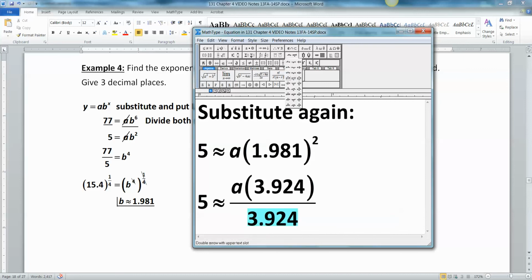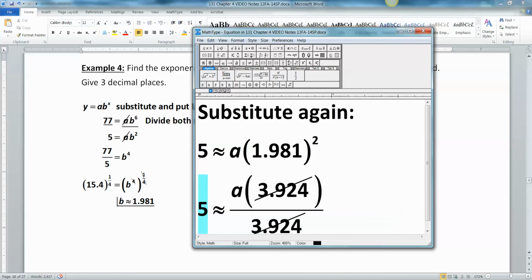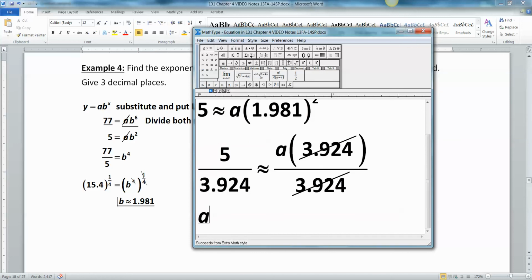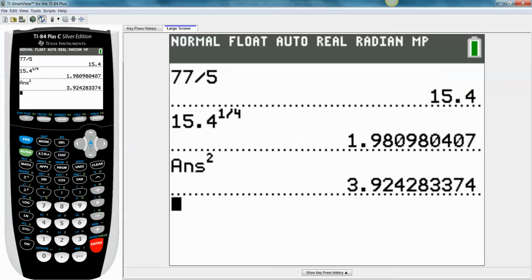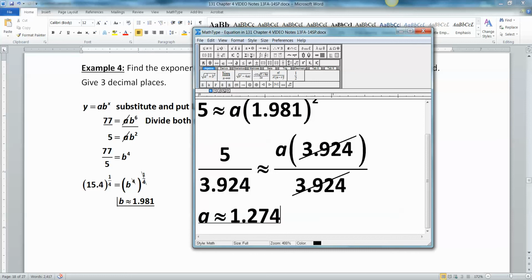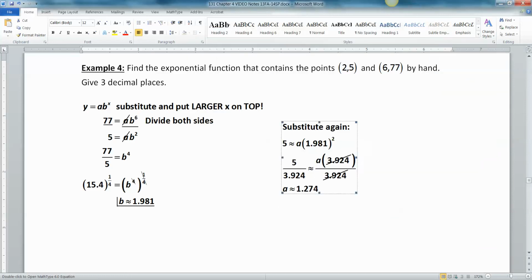And again, this will disappear over here. But over here, it'll give us a whole new number. 5 divided by 3.924. And I'm just going to make my calculator find that. So a is approximately, let me go back to the calculator, 5 divided by second ANS. That'll take the last answer, all those decimal places, and it tells me it's 1.274. Beautiful.